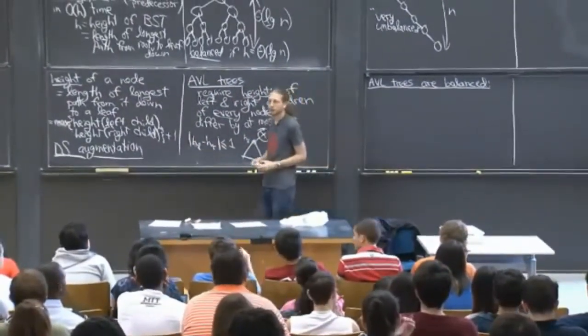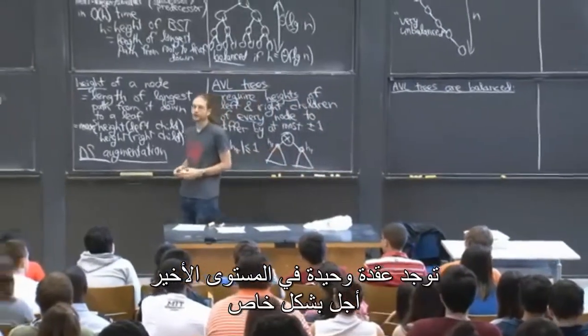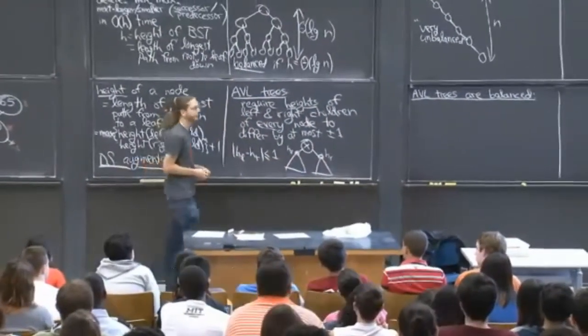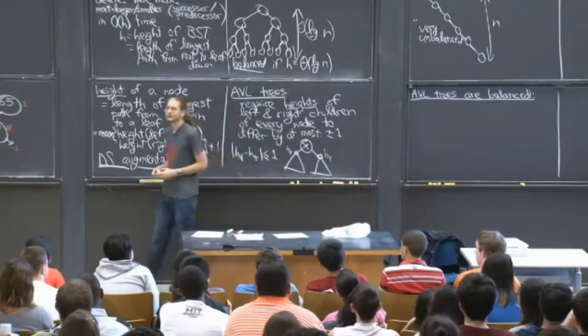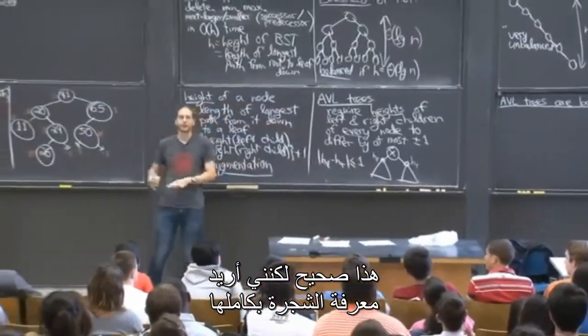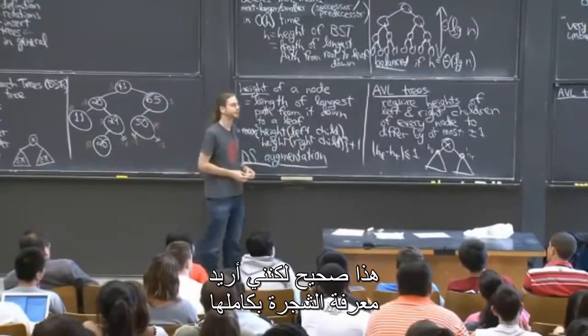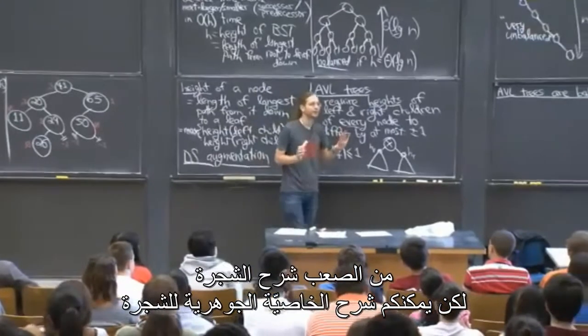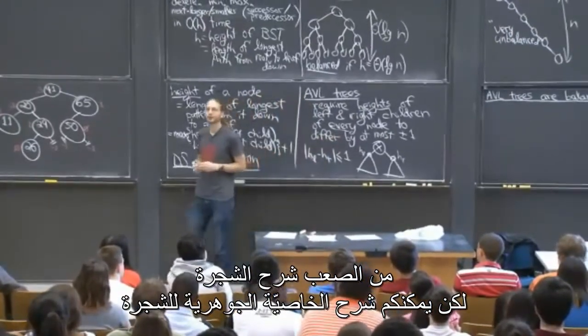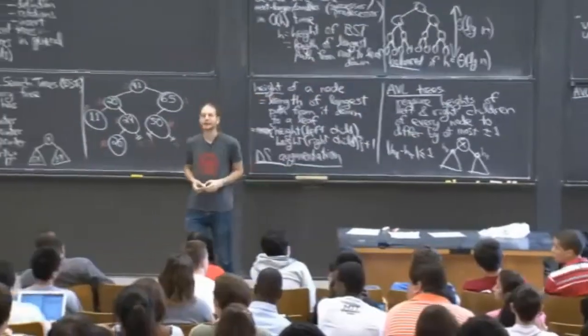Yeah. One node on the last level, yeah, in particular. A little more. What do the other levels look like? That is correct. But I want to know the whole tree. It's hard to explain the tree, but you can explain a core property of the tree, yeah.